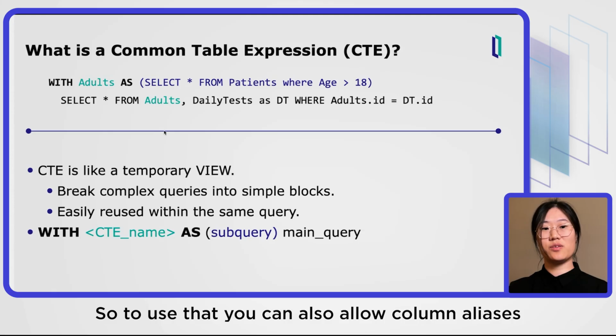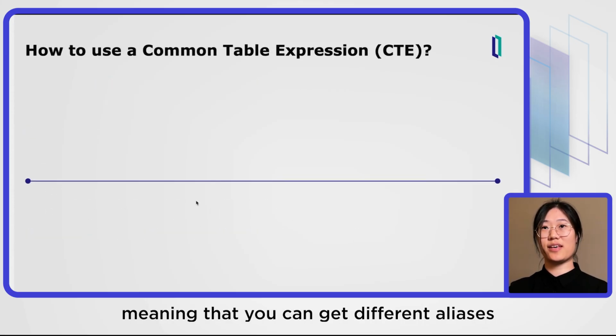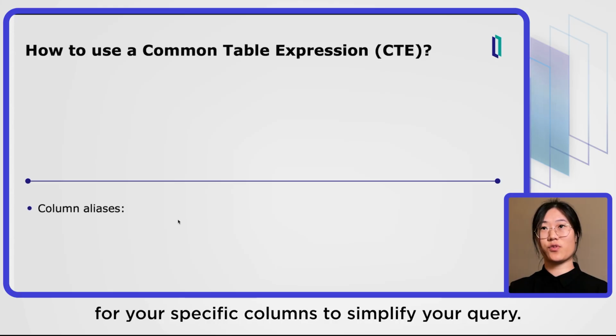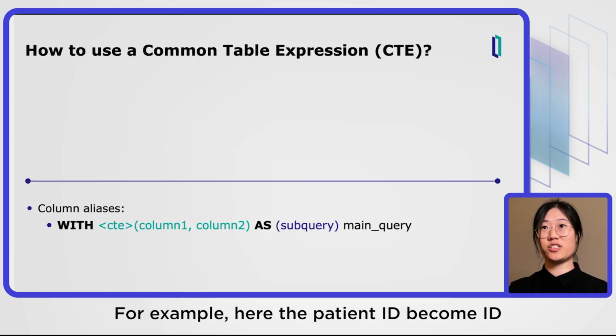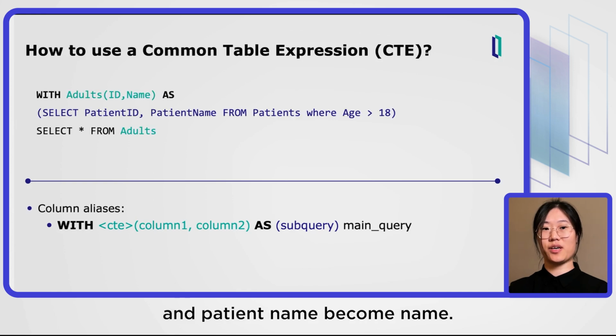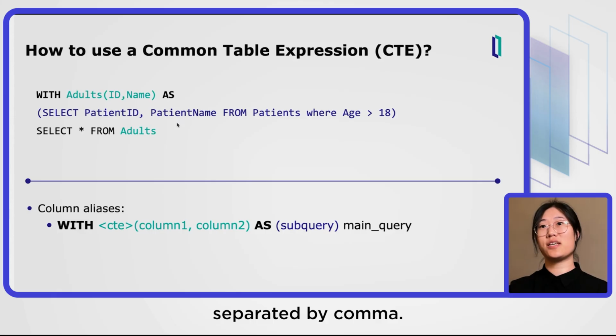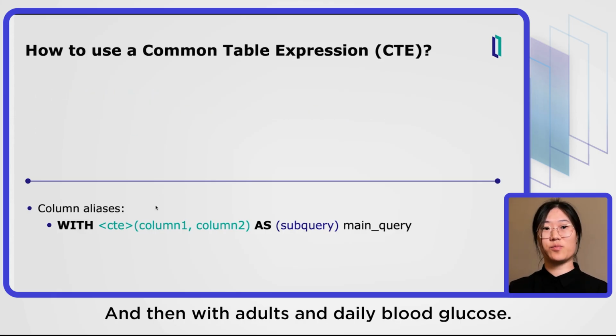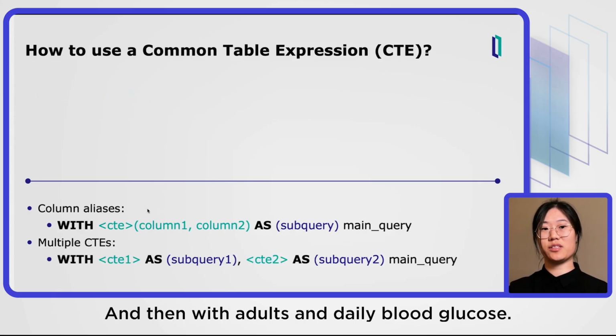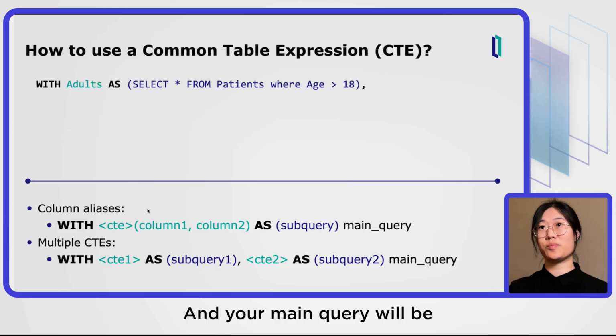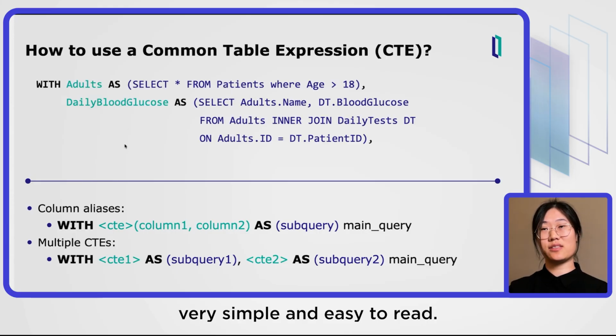So to use it, you can also use column aliases, meaning that you can give different aliases to your specific columns to simplify your query. For example, here the patient ID becomes ID and patient name becomes name. And then you can also have multiple CTEs separated by commas, with adults and daily blood glucose, and your main query will be very simple and easy to read.